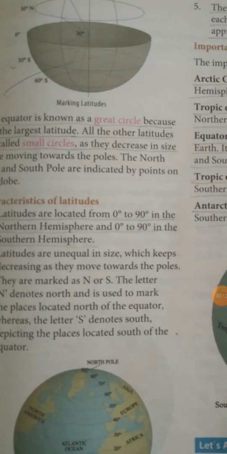What does hemisphere mean? You know, students, the earth is divided into two equal parts. One side is the northern hemisphere and the second side is the southern hemisphere. The earth into two equal parts: the northern hemisphere and the southern hemisphere.